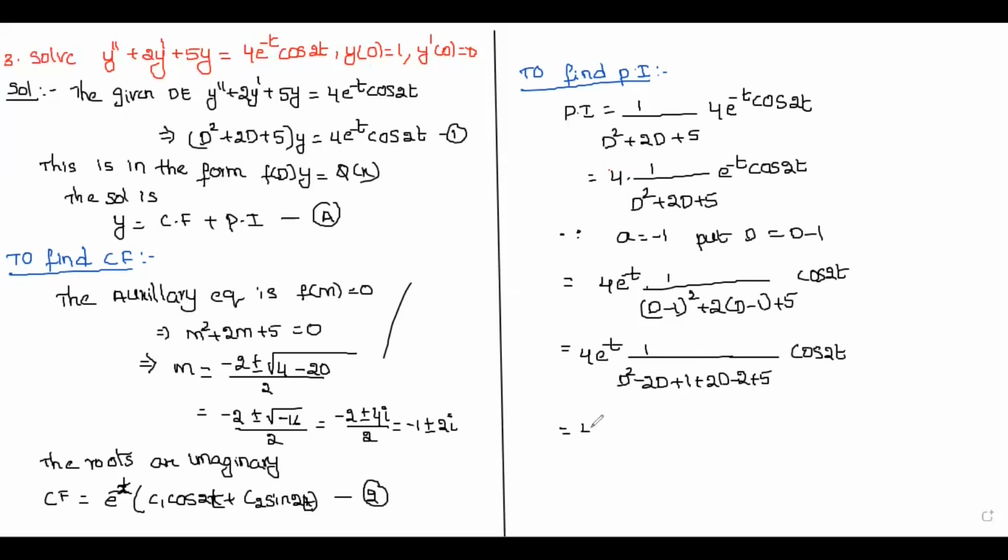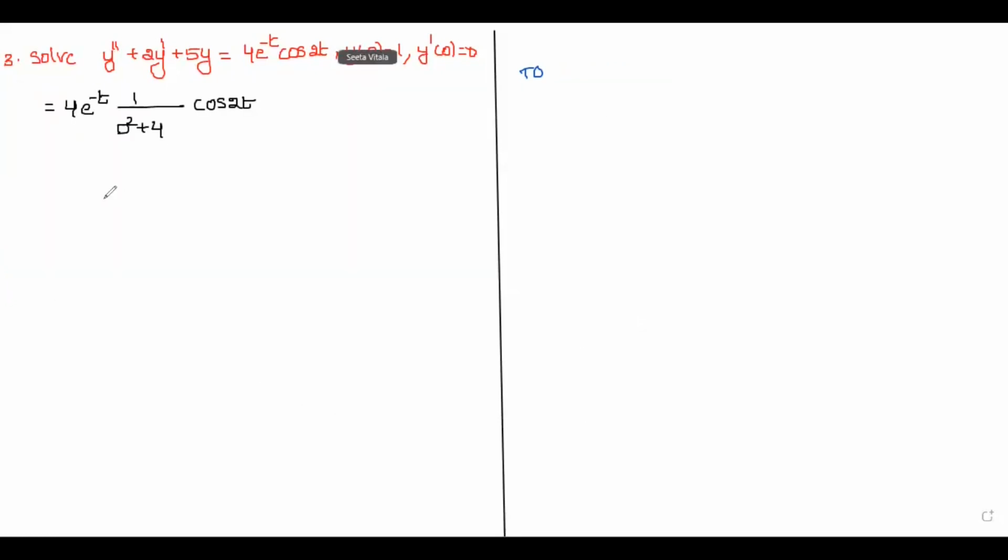This is equal to 4 e power minus t, 1 by D square, here minus 2D plus 2D gets cancelled, minus 2 plus 1 minus 1 plus 5, that is plus 4, into cos 2t. Since we have discussed in the previous procedure, here a is equal to 2, put D square is equal to minus a square, which is equal to minus 4. So if you substitute minus 4, it becomes 0.